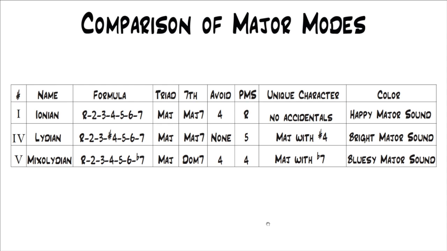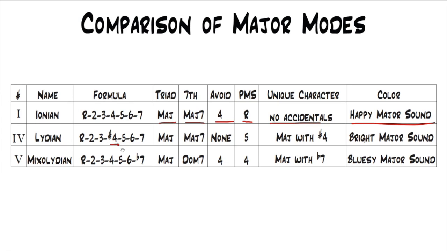And so if we look at these on this chart just by themselves, you have Ionian with no accidentals, no flats or sharps. That gives you major triad, major 7th, which you should know by now. The avoid, of course, is the 4th. The root is the parent major scale, no accidentals, and it's a happy major sound.